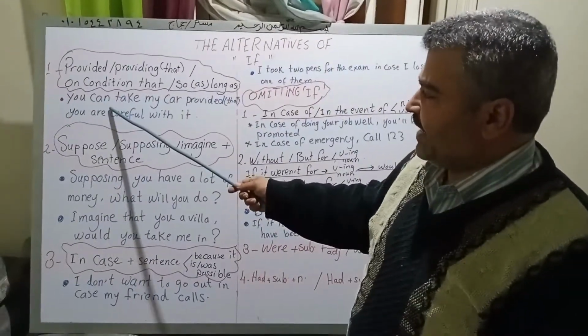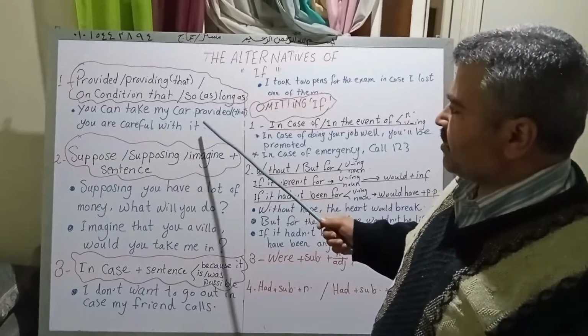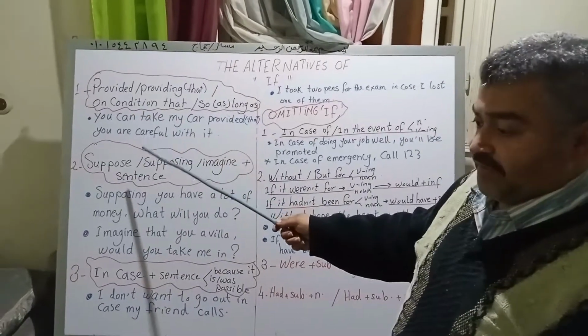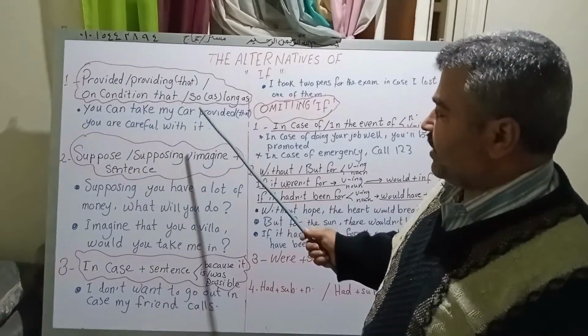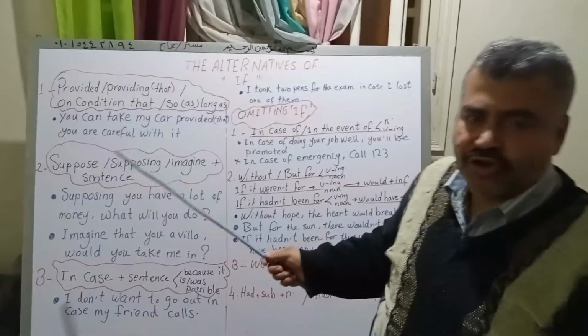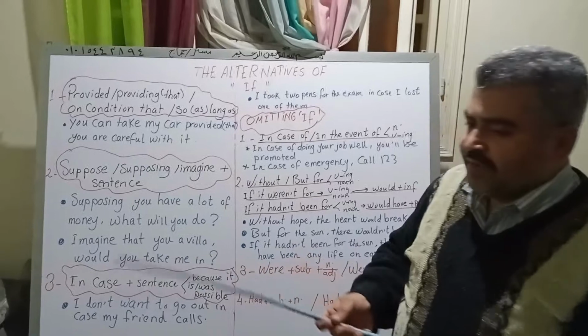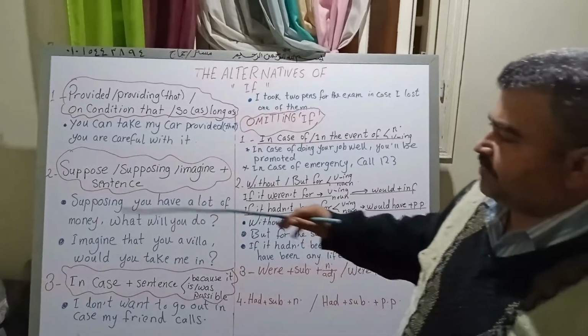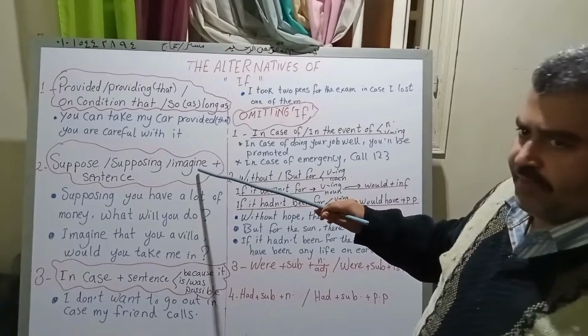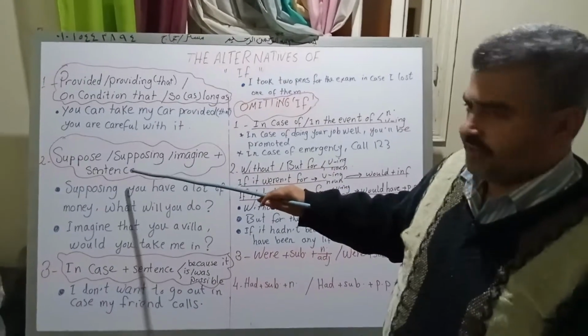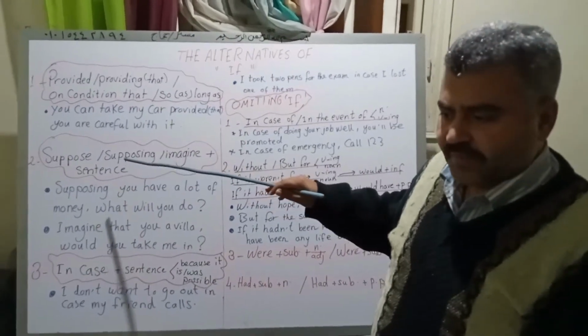Look, you can take my car, provided that you are careful with it. That means I will give you my car, but you must be careful with it. The second group is supposing or imagine, and after it we put a sentence.